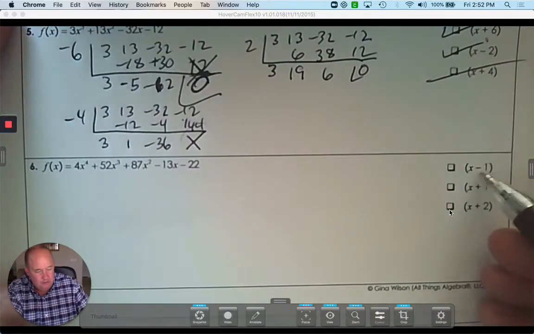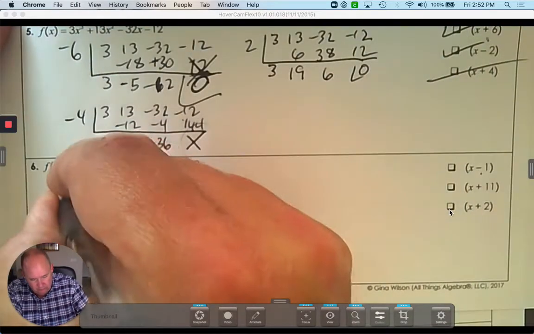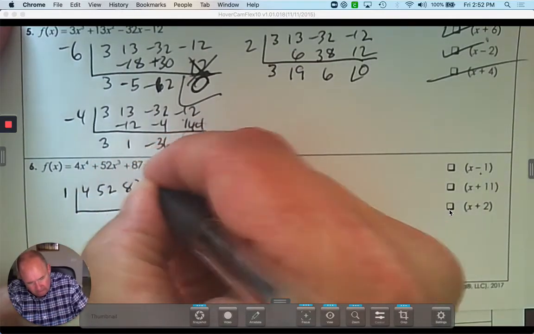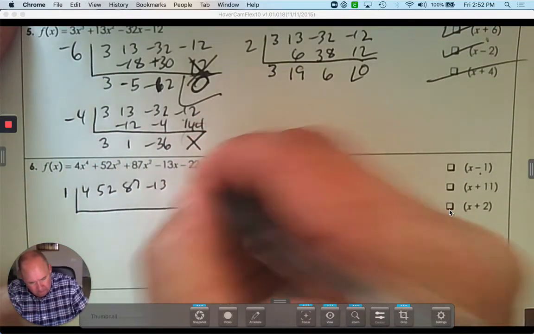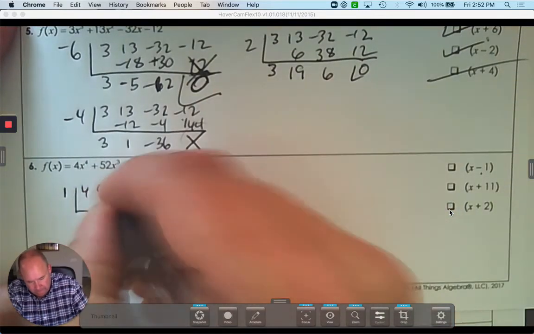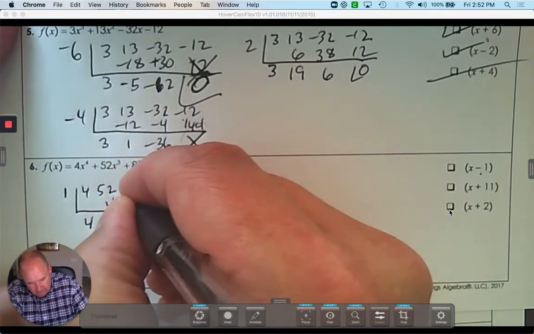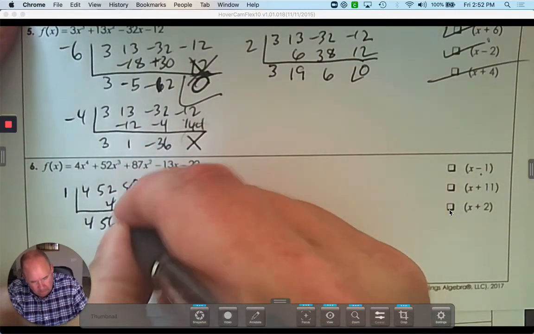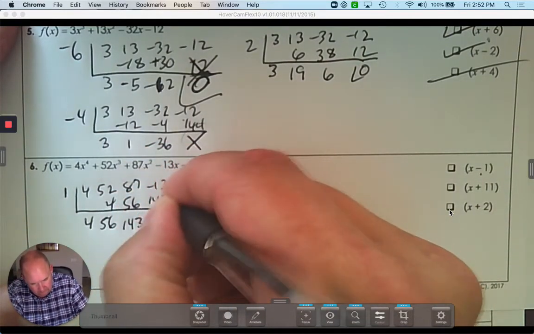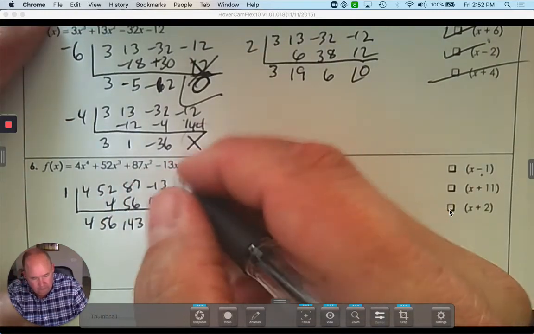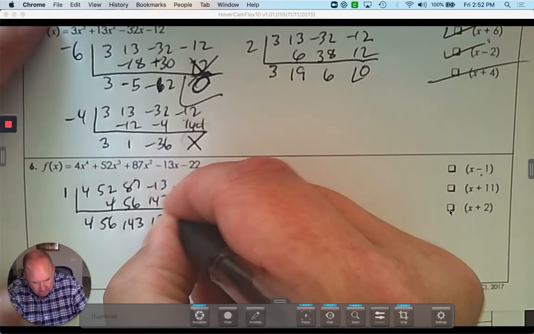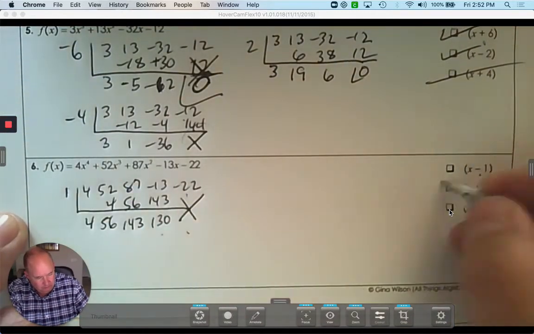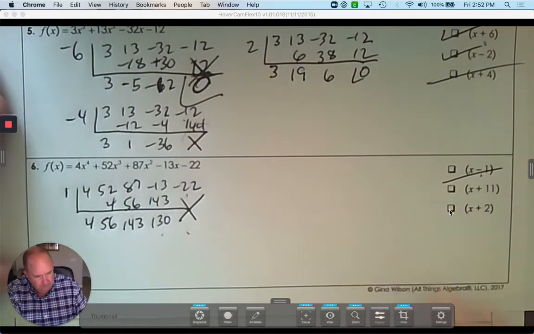All right, how do you know if this is a factor? Synthetic substitution. So we're going to go positive 1, 4, 52, 87, negative 13 and negative 22. 13, 143. This certainly doesn't feel like it's going to work, and it doesn't. So once I realize it's not going to give me 0, I don't do it. It's done. Let's do the next one.